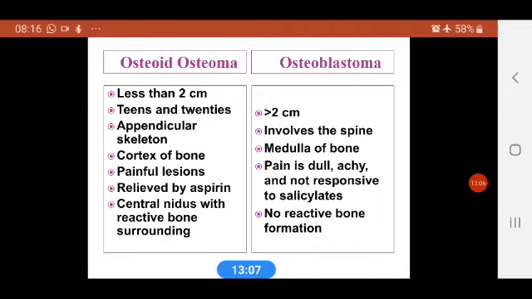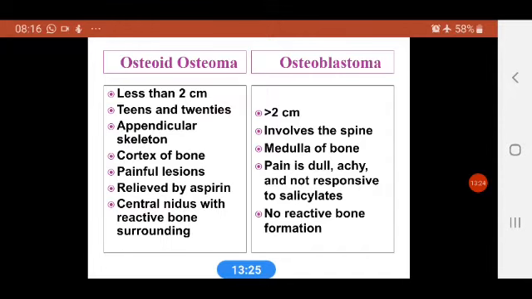Then, in osteoblastoma, pain is dull, it's achy, and it does not get relieved by aspirin. And in X-ray, you don't have a reactive bone formation. So osteoid osteoma and osteoblastoma, both of them have similar microscopy.